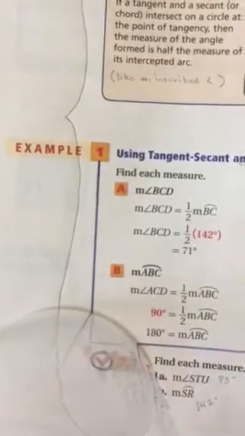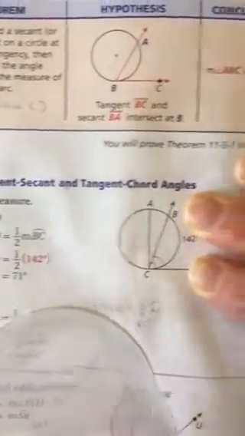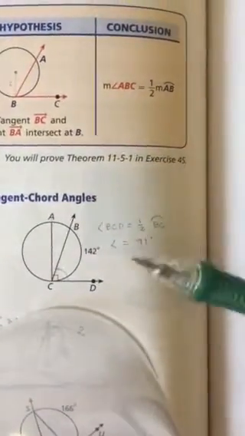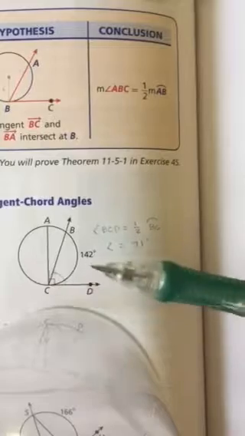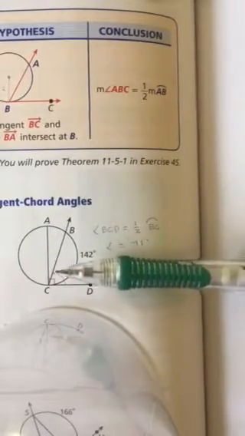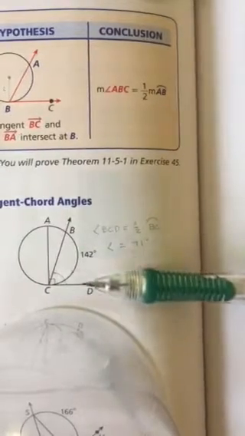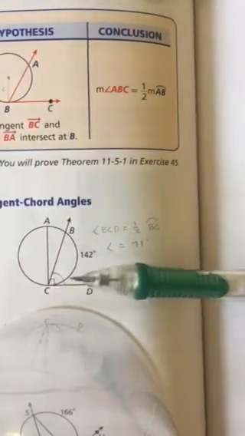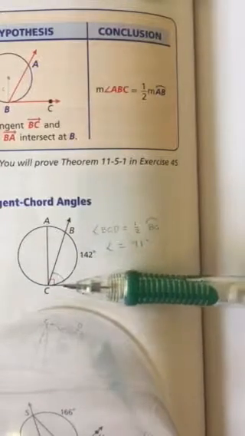Let's apply it. Example 1A. Find each measure. We want to find the measure of angle BCD. So let's look at this diagram. We're looking for angle BCD, the angle that I have marked right here. It's not the 90-degree angle. The 90-degree angle is ACD. So we're looking for BCD, and as you can see, it intercepts arc BC.